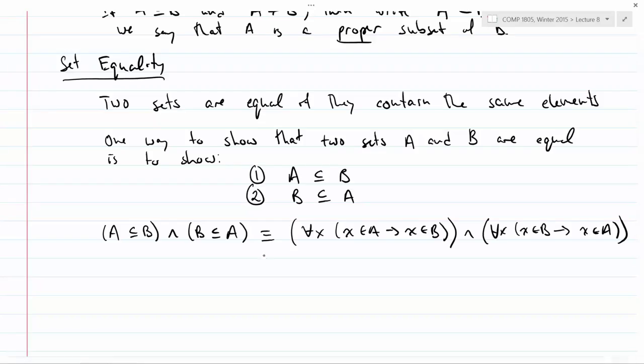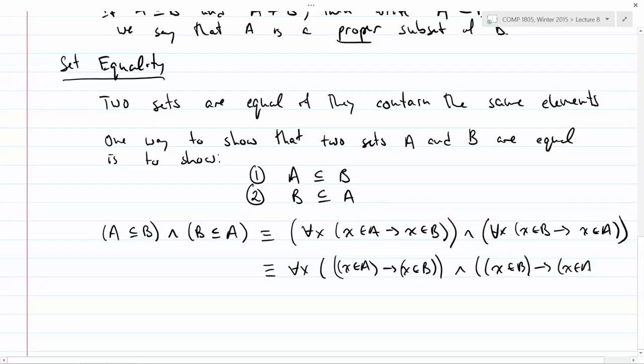Okay, the next thing you can observe is that both of these are happening and they're universally quantified. So in fact, it's valid to say this: X in A implies X in B, and X in B implies X in A. So notice everything's in one single universal quantifier now, instead of two. That's valid. If you don't believe it, go back to your logical equivalences and show that it's true.